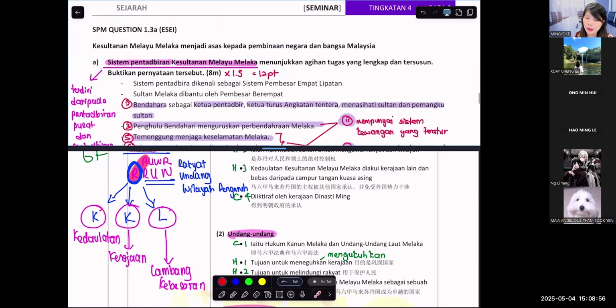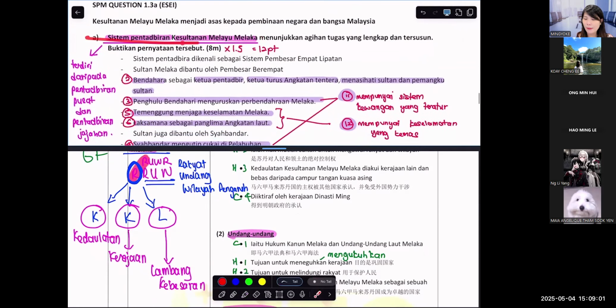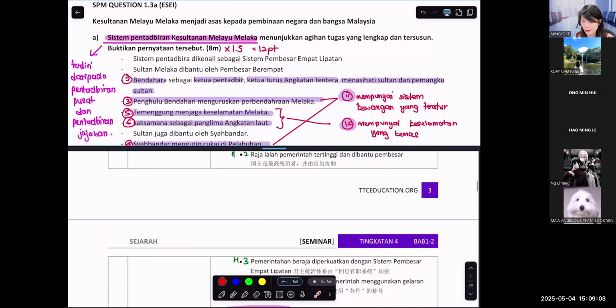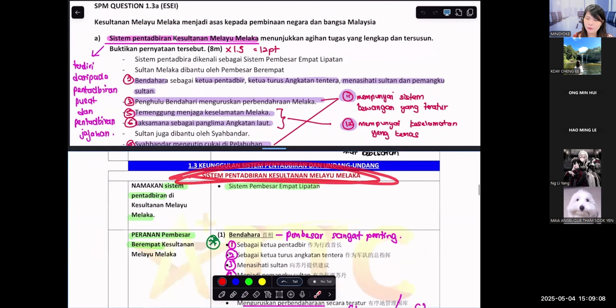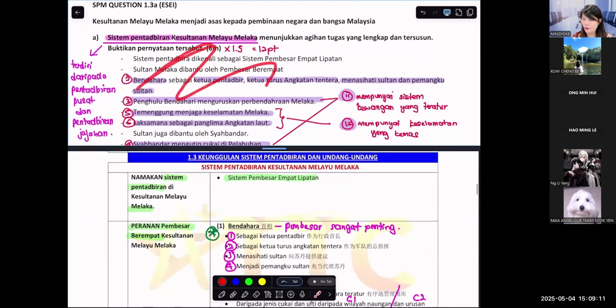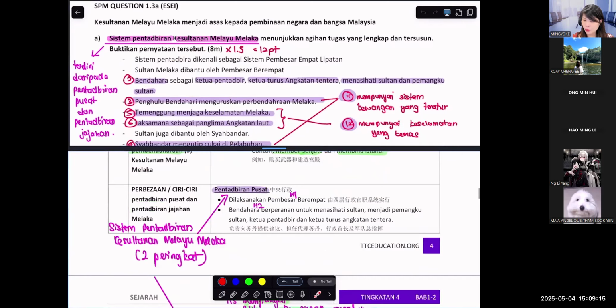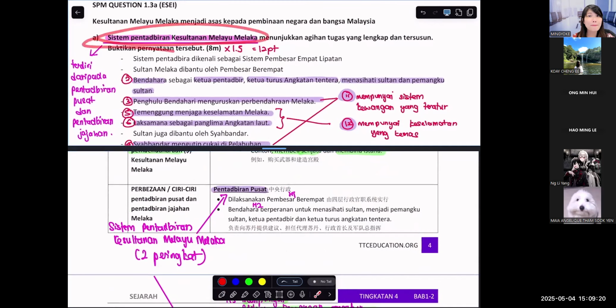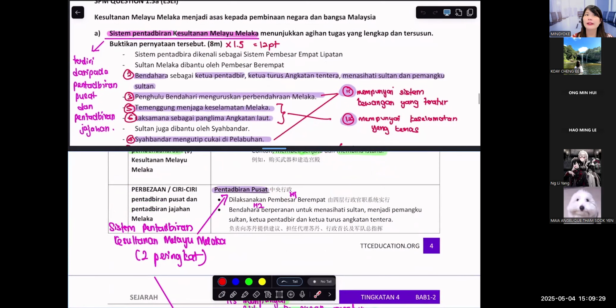Now, let's go into our sistem pentadbiran Kesultanan Melayu Melaka. Just now I mentioned already, right, guys? Oh, you have a lot of points. You see, they write from Sistem Pembesar Berempat. It's okay, don't need. For me, I will advise you all to directly go to your Sistem Pentadbiran Kesultanan Melayu Melaka and directly change into Pentadbiran Pusat and Jajahan. Direct that answer. That's the main one in exam.